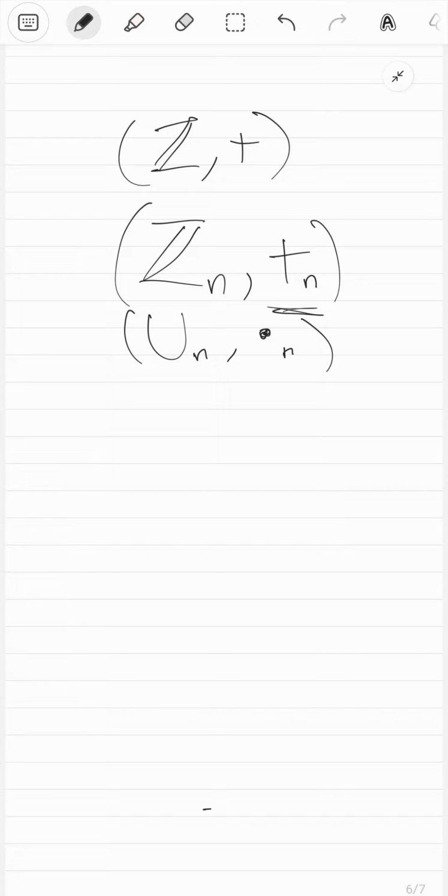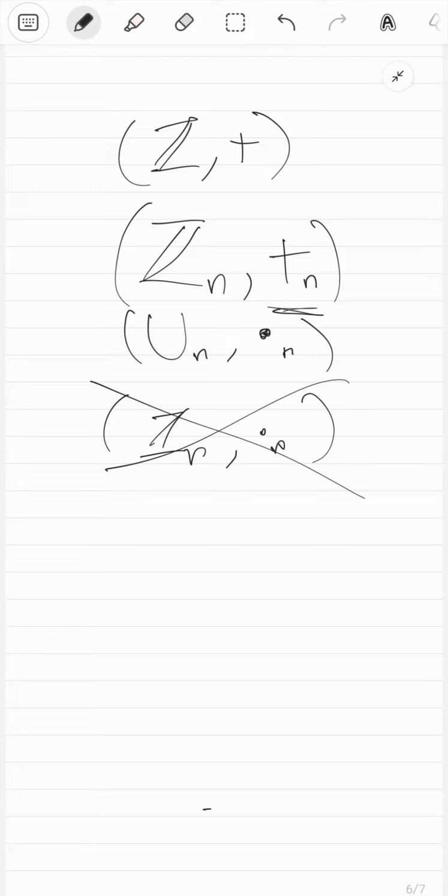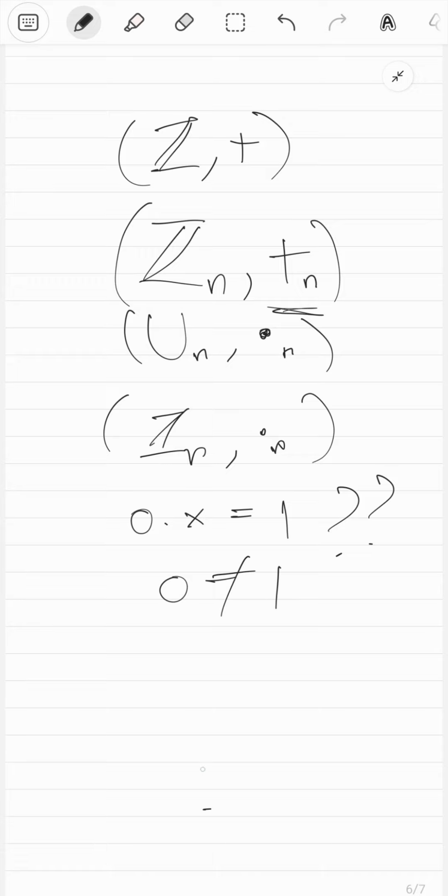So if you just consider Zn and then multiplication, this is not a group, because what are you going to multiply with 0 such that this becomes the identity, which is 1? Can this even happen? And the answer is no. 0 times anything is just 0, so this can never be equal to 1. So clearly Zn with the multiplication modulo n is not a group.